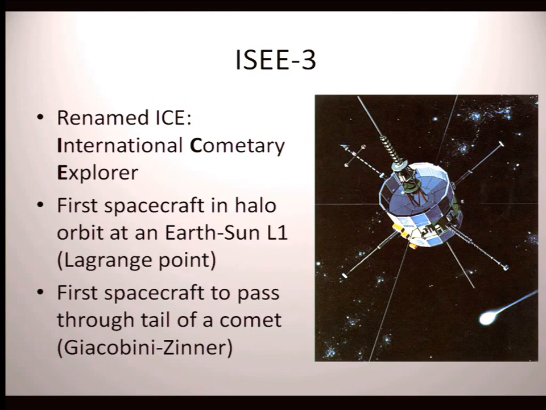It was a space probe of many firsts. It was put into the L1 Lagrange point, which is a special point between the Earth and the Sun where the gravity sort of cancels out, if you will, and you can have stuff dragged around as the Earth rotates around the Sun. And it was also the first spacecraft to pass through the tail of a comet.